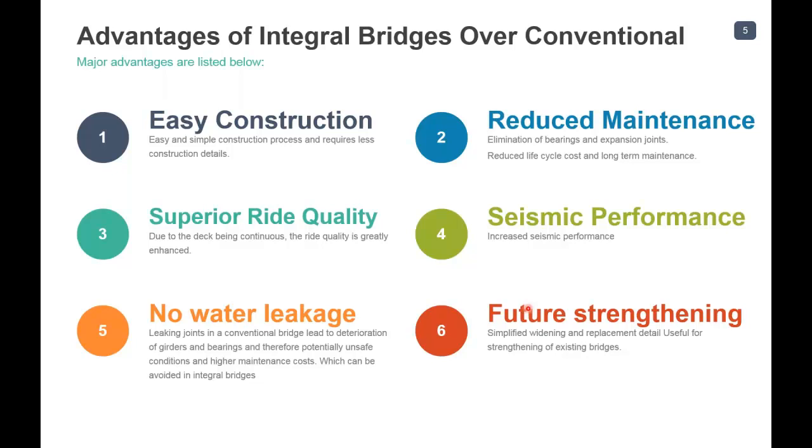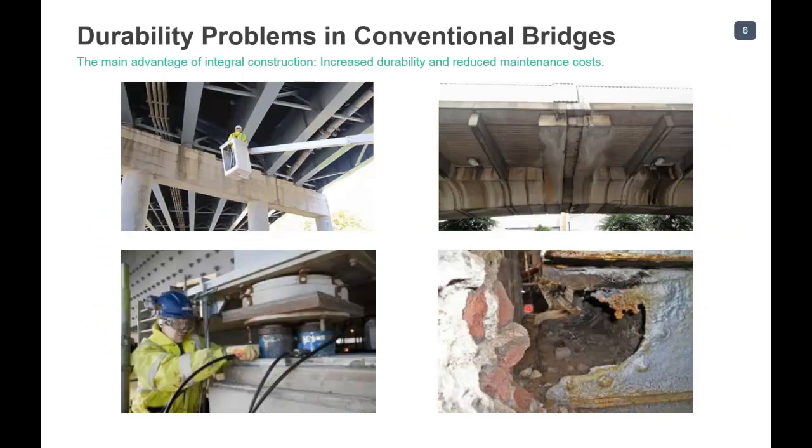I have shown you some pictures in this slide. These are some of the durability problems in conventional bridges. You need to replace the bearings, you need to go to the location where the bearing sits and replace these bearings periodically, and due to the joints, there can be water leakage or any fluid leakage which can cause corrosion. These are the main durability problems which are avoided in integral bridges, so they increase durability and reduce maintenance.